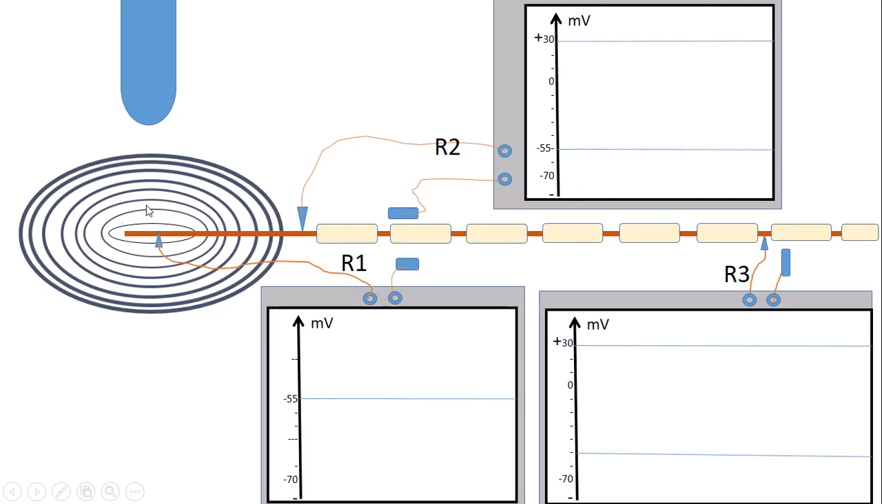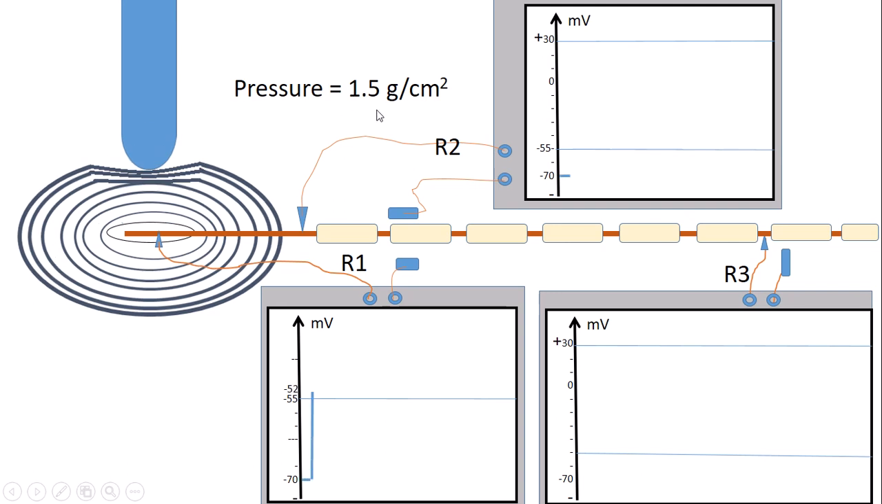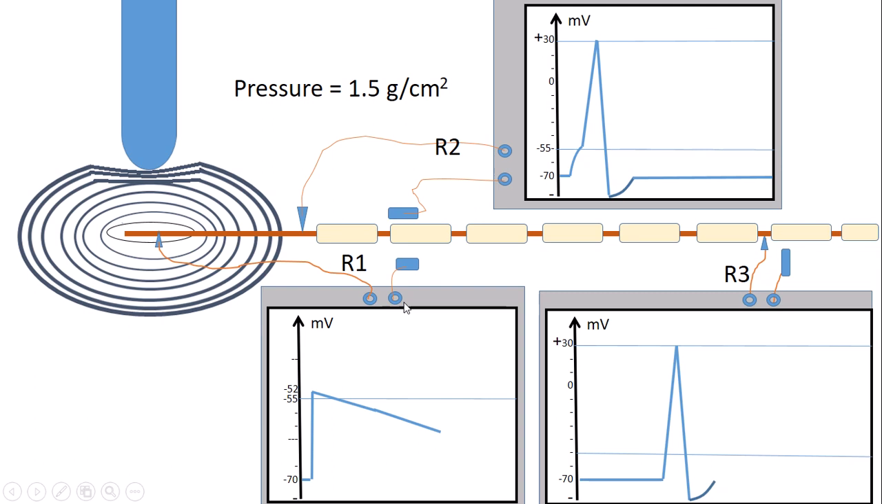So let's start with the experiment. This is the corpuscle again. This is the stimulation device which is going to apply pressure on the corpuscle, and we're going to detect what's happening inside the corpuscle on the fiber inside here by electrode R1, at the beginning of the fiber here by R2, and further along the fiber by R3. So let's try it. We apply pressure of 1.5 gram per centimeter square. This is what we detect on R1, on R2, and R3.